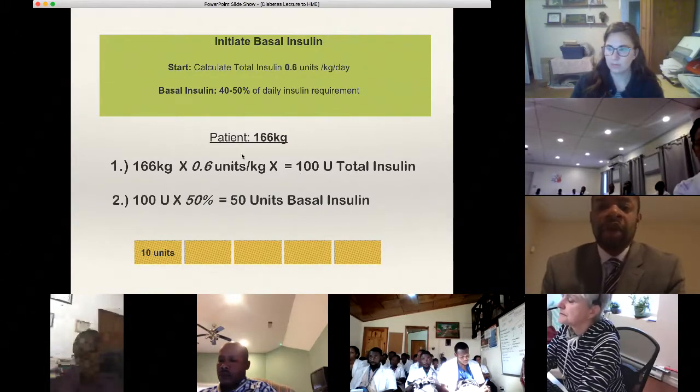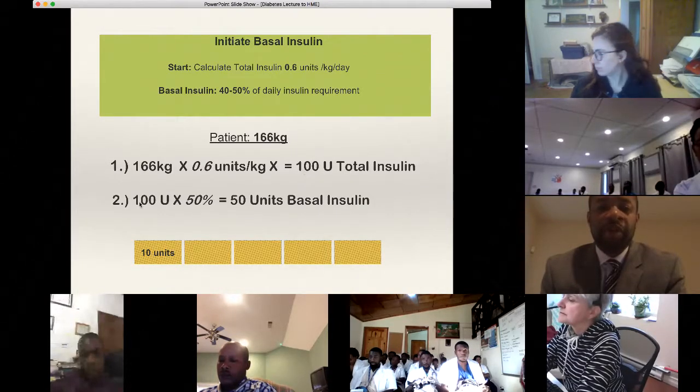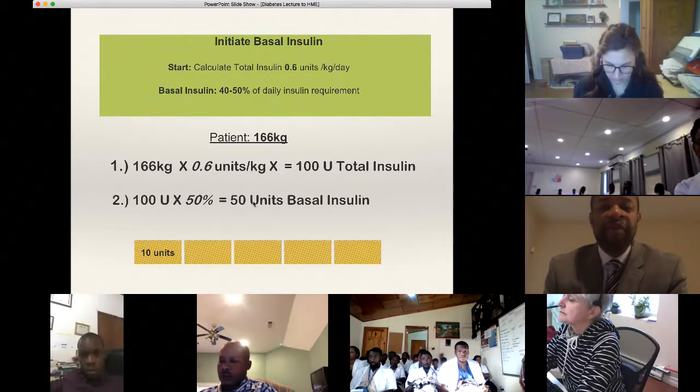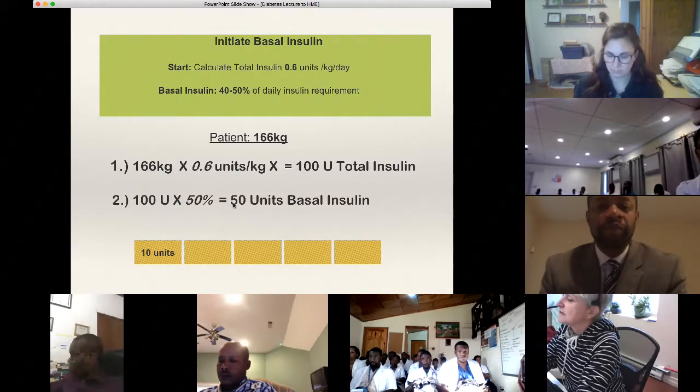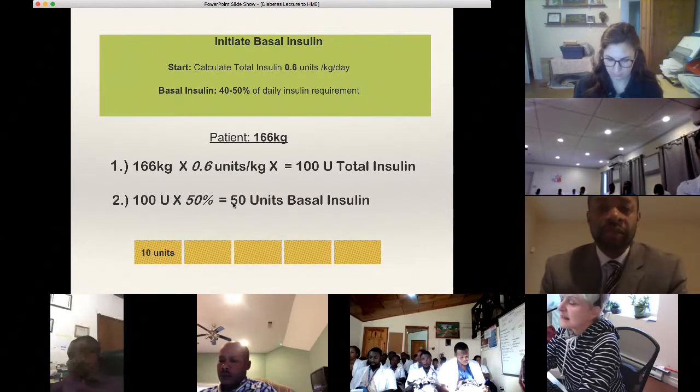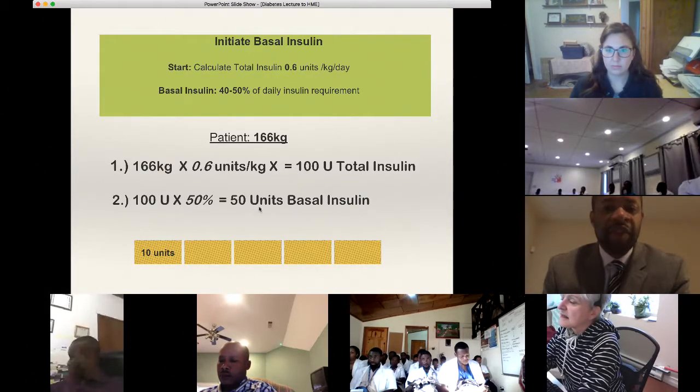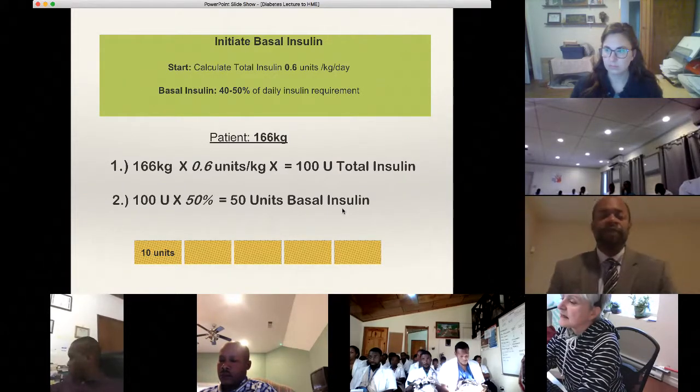All right. So once you get this reference dose, you multiply that by 50% or by half, and you get 50 units of basal insulin. Once you get the total insulin, you multiply that by 50%, and for this patient, you're going to end up giving 50 units of basal insulin.